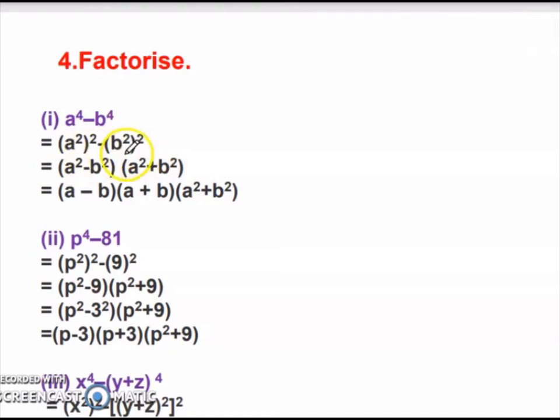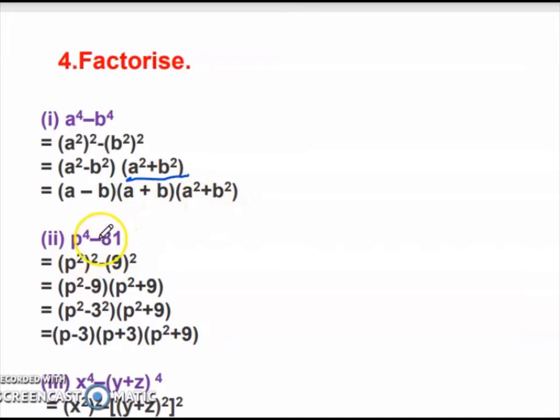So this can be factorized as a plus b into a minus b, but here my a term is a square and b term is b square. So this will become a square minus b square into a square plus b square. This way. Now this term cannot be factorized further. This is an irreducible term. But a square minus b square can be further factorized as a minus b into a plus b. So this will be your final answer, a minus b into a plus b into a square plus b square.